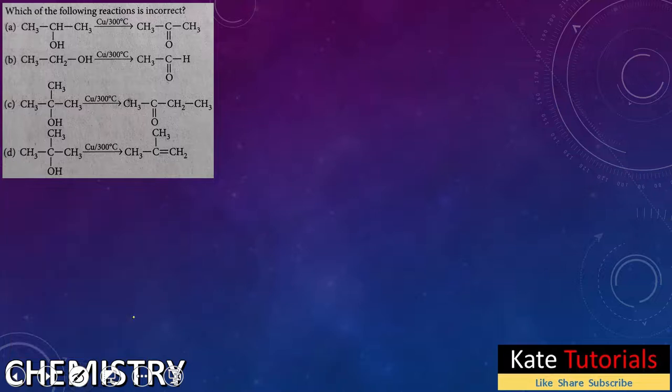The question is: which of the following reactions is incorrect? They have asked for the incorrect one, not the correct one. So incorrect means that they have given four options, in which three will be correct and only one will be incorrect.